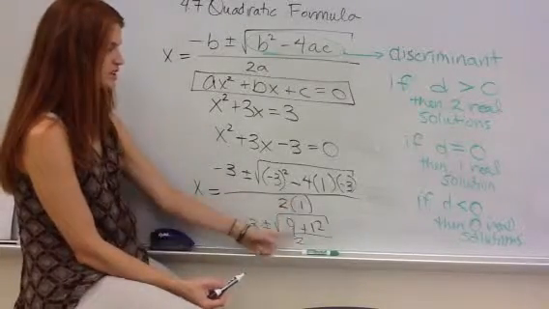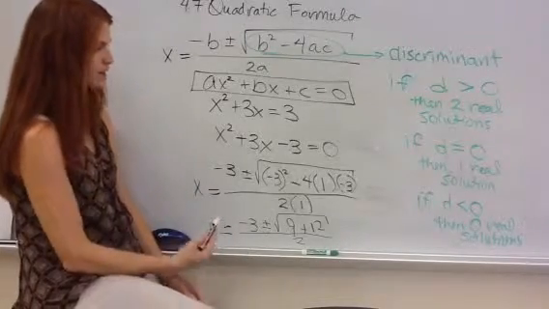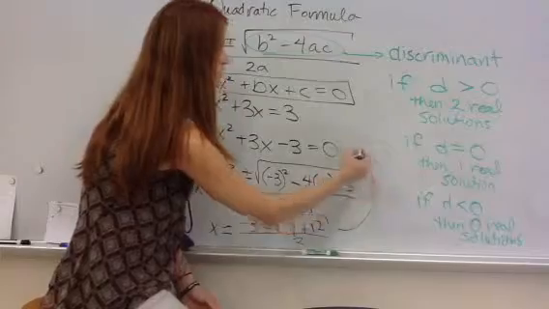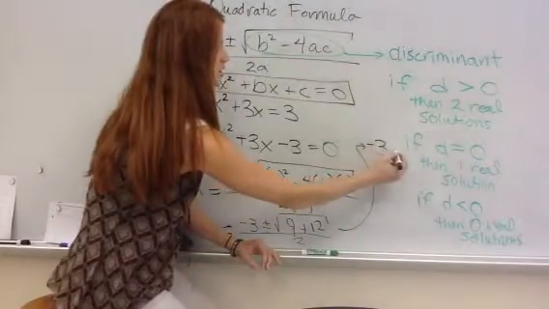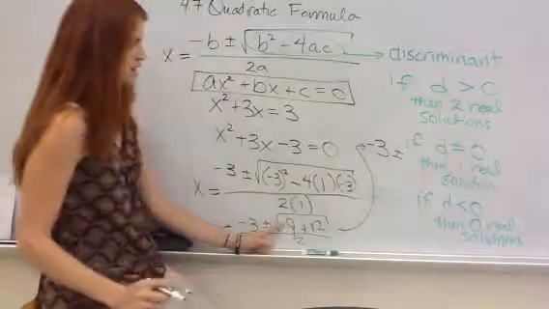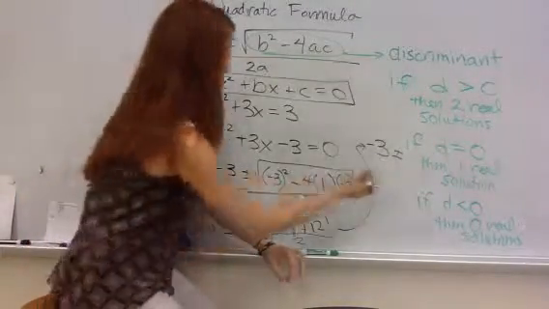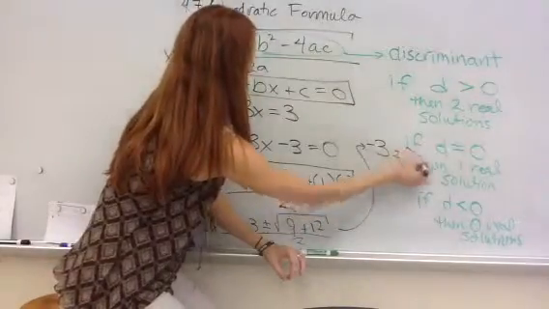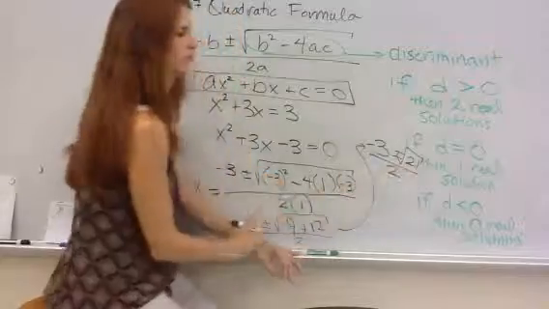So 2 times 1 just gives me the 2 on the bottom. Now I still want to keep evaluating, but I've run out of room, so I'm going to try and squeeze it in right here. So I have a negative 3 plus or minus the square root of 9 plus 12, which is going to give me a 21. That's under my square root, and I'm dividing this whole thing by 2.